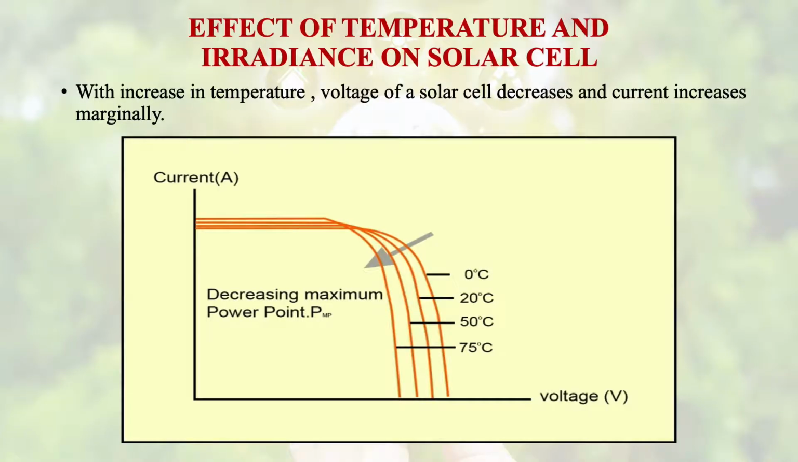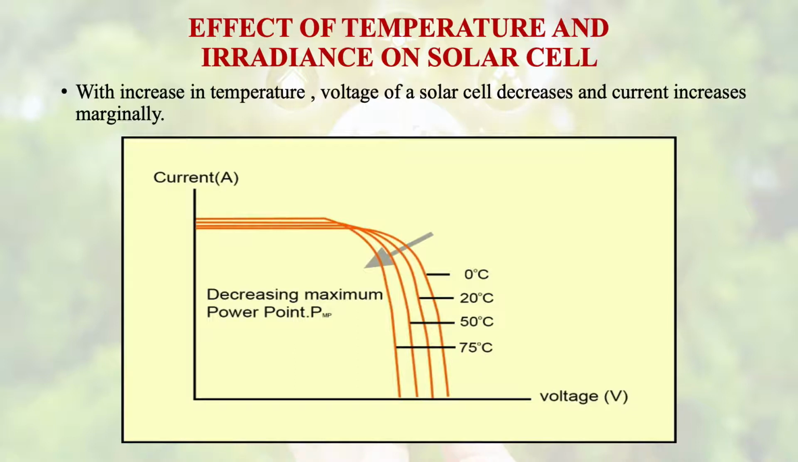So learners, now we will see how temperature and irradiance can affect a solar cell. What is the effect of the environmental condition over the solar cell? First, the effect of temperature on solar cell. You can see here, I have shown it using this curve. With increase in the temperature, voltage of solar cell decreases. That means whenever you increase the temperature from suppose 20 degrees centigrade to 50 degrees centigrade or 75 degrees centigrade, at 75 degrees centigrade you are getting less voltage. That means voltage is decreasing.